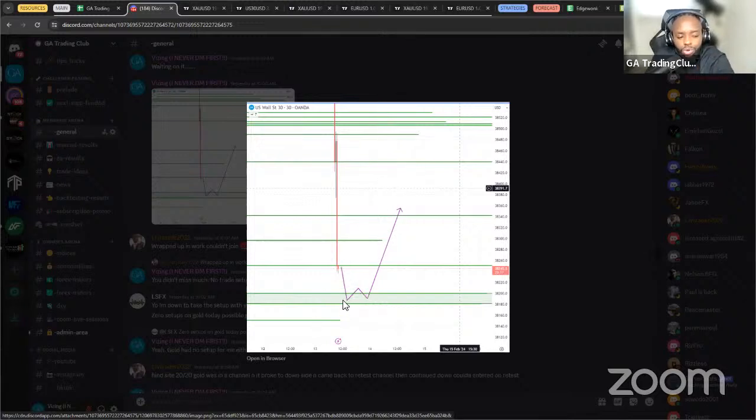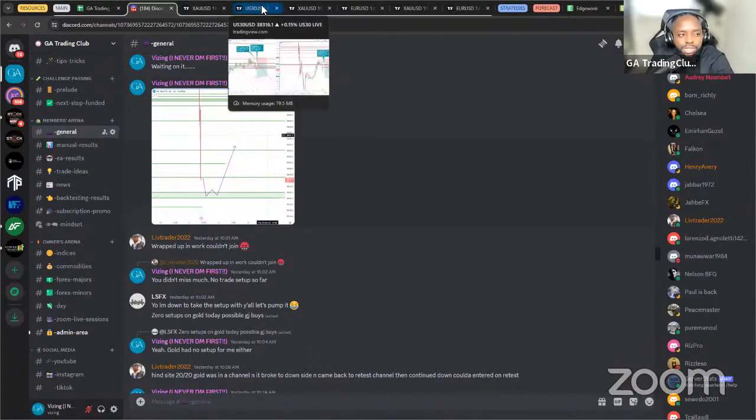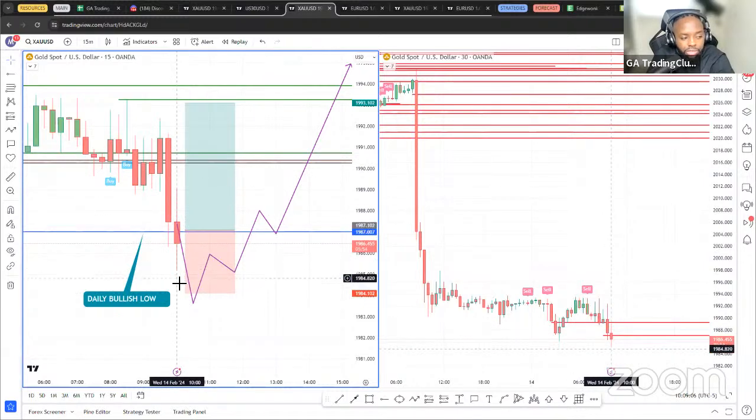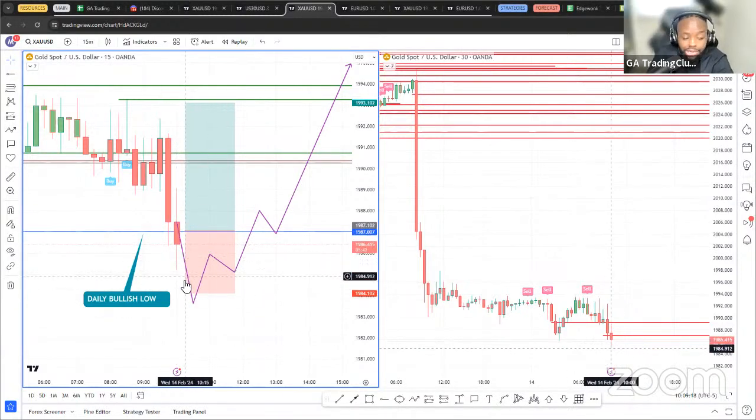So you don't always want to buy on impulse immediately when price gets to such a critical region. Sometimes it's just better to let price mitigate and do a lot of stop hunting, because right here I can expect a bunch of stop hunts. So in any case, I would want this 15-minute candle to close below this daily bullish low and then have another 15-minute candle close below as well.